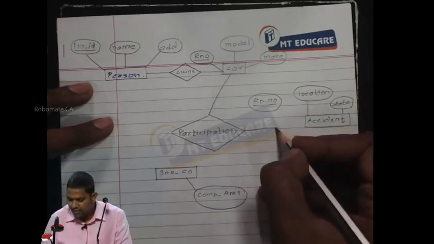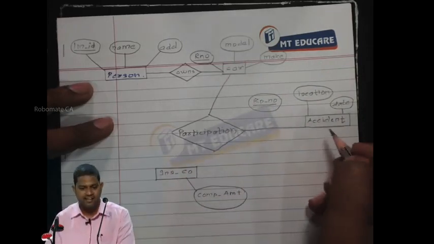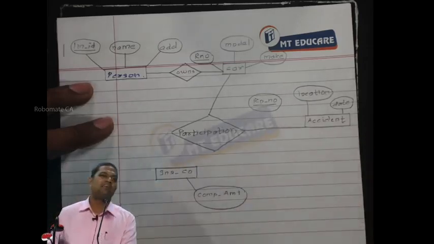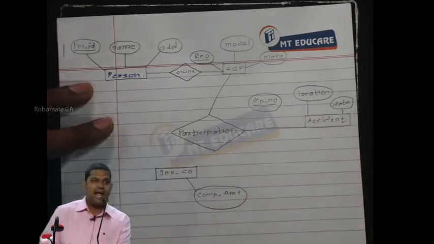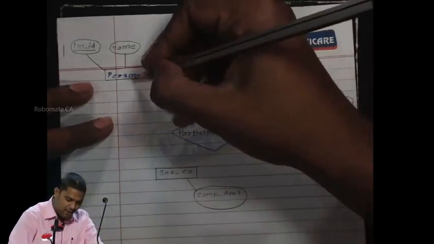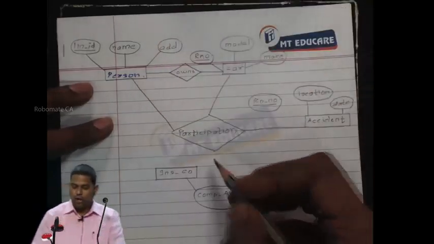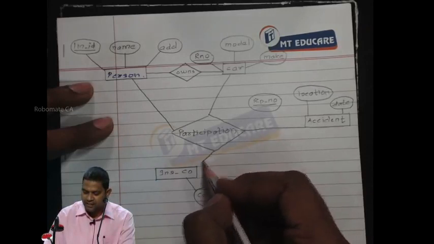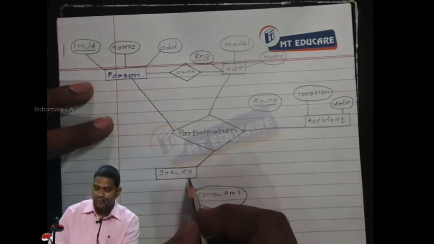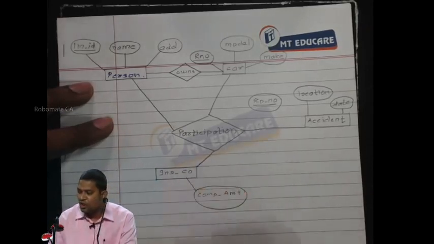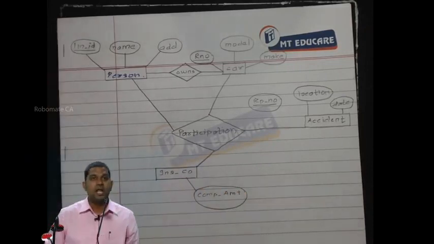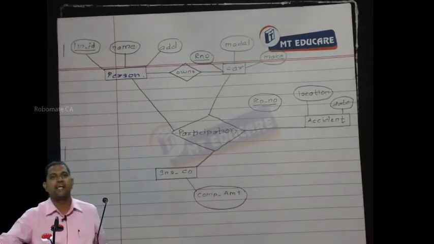Accident is a part of participation because that is the event. If the event is not taking place, why are we drawing a diagram then? And there is some person responsible. And all these things have to be connected with the insurance company because the insurance company is supposed to give me the compensation amount. Now, this completes the diagram.